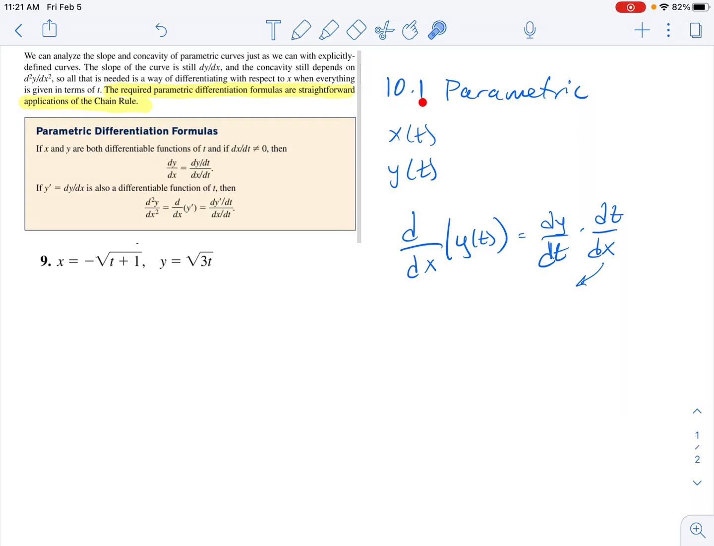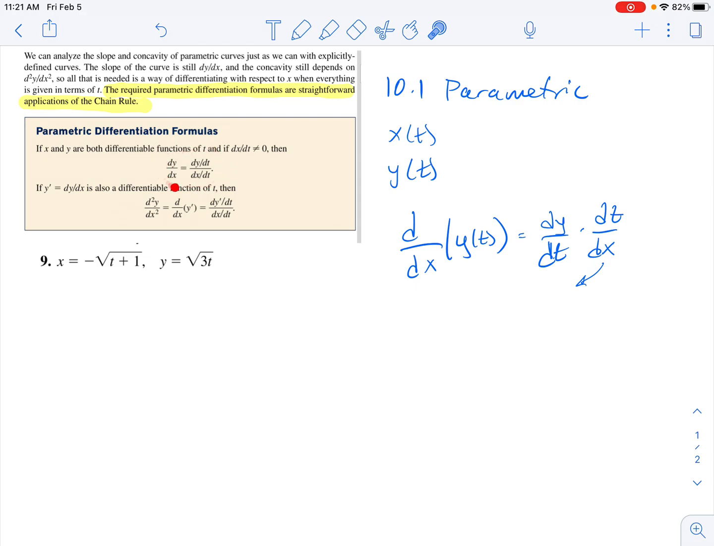Okay, we're looking at 10.1 parametric formulas, and we're going to be looking at the derivatives, so the differentiation formulas for deriving parametric equations. If both x of t and y of t are differentiable, and dx/dt does not equal 0, then we can say that dy/dx equals dy/dt over dx/dt.